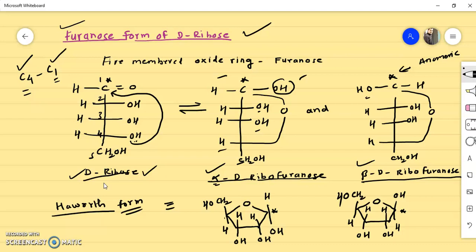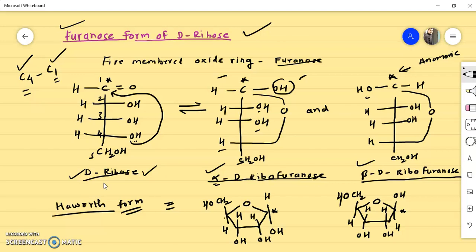Now to obtain the oxide ring, a 5-membered oxide ring of this D ribose is called the furanose form, and if you draw the 6-membered oxide ring, then it is called the pyranose form. Here we have to obtain a furanose form, so we have to form a 5-membered oxide ring. To form the 5-membered oxide ring, the hydroxy group which is present on this fourth carbon will attack this electrophilic carbon to generate the alpha D ribofuranose and beta D ribofuranose.